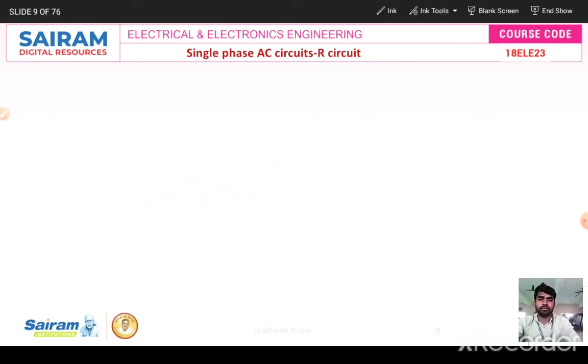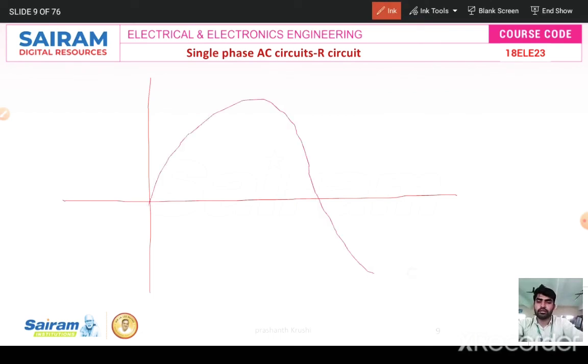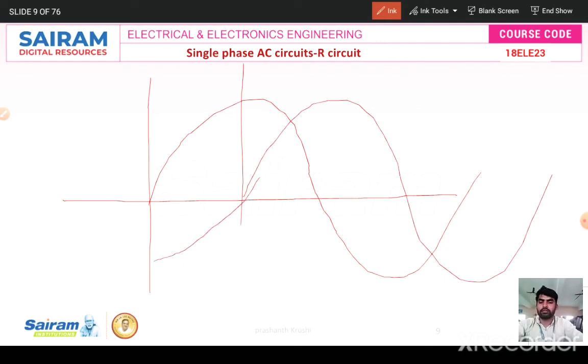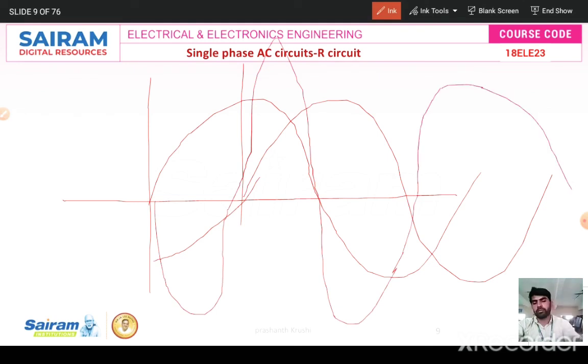I'll erase everything and just draw the voltage, current and power waveforms. This is the x and y axis. This is voltage, and the current is exactly 90 degrees apart. And what about the power? Power I can say is plus and minus. Here the power is positive, here again, here this is power. This is voltage, current, power, with zero line.